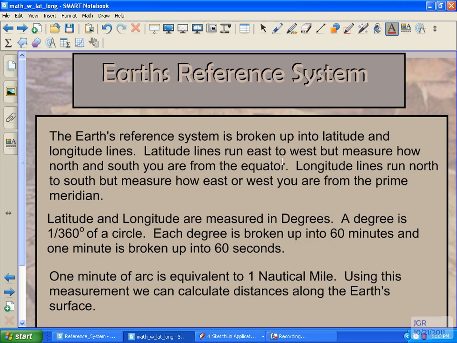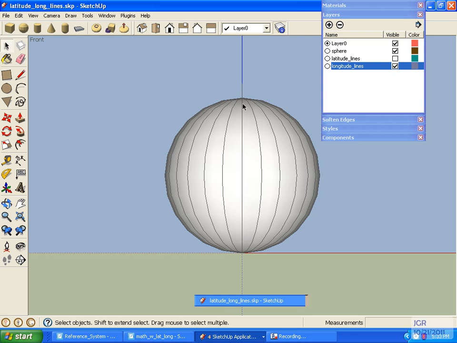And we go back to the notes here, and it says longitude lines run north to south, but they measure how east or west you are from the prime meridian. Again, we look at it again. Assuming this is the prime meridian here, the longitude lines run 180 degrees. Now they run from north to south, but they measure how far away from the prime meridian you are. So this would be 10, 20, 30, 40, 50, 60, and so forth. So this actually measures the angle from the prime meridian of how far you are.